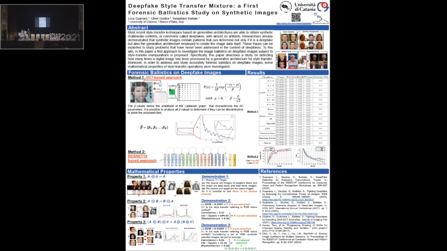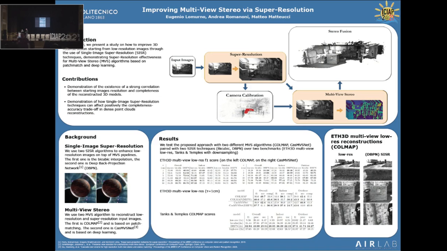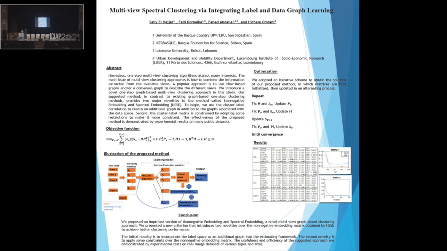Thank you. The next work, imitation learning for autonomous vehicle driving. How does the representation matter? Next one. Okay, next one. Improving multi-view stereo with super resolution. Next one. Multi-view spectral clustering via integrated label and data graph learning.